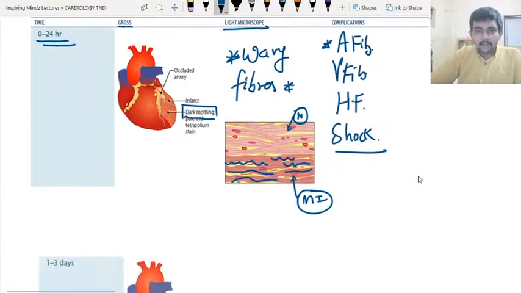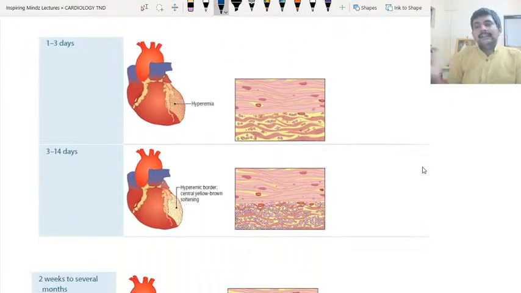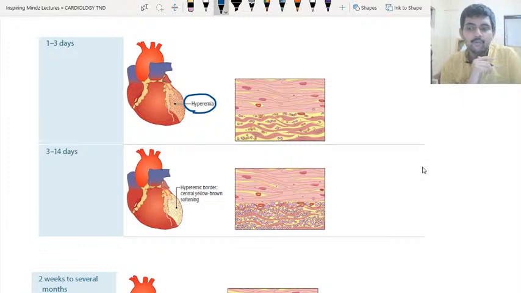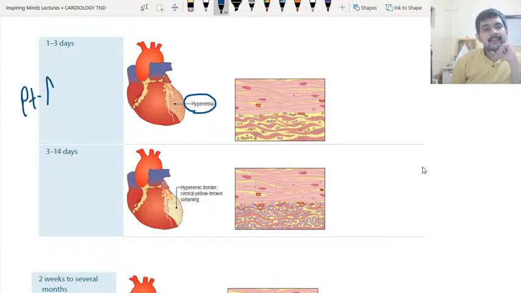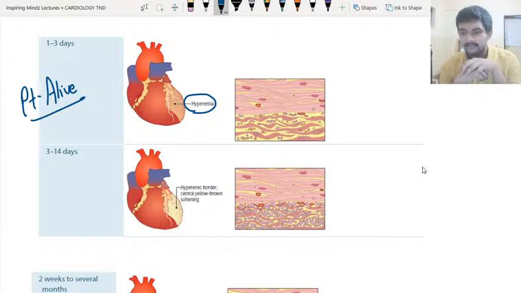Fine. Next, when you go to the first to third day, what then happens? Now, in this area starts hyperemia. Now, you will imagine why hyperemia begins. Remember, if the death has occurred at 1 to 3 days, there will not be any hyperemia. But this will occur if the patient is alive. Now, very basic things.